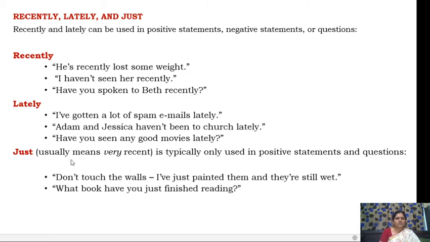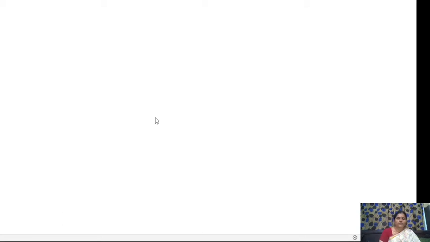Now let us see just. Just means very recent, in the sense that it happened very recently. It is typically only used in positive statements and questions. Remember, just is used only in positive statements and questions. "Do not touch the walls. I have just painted them and they are still wet." That is a positive statement. "What book have you just finished reading?" This is a question. Just is used with positive statements and questions, that too in perfect tense only.